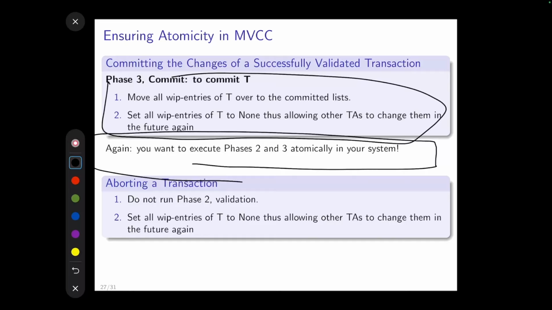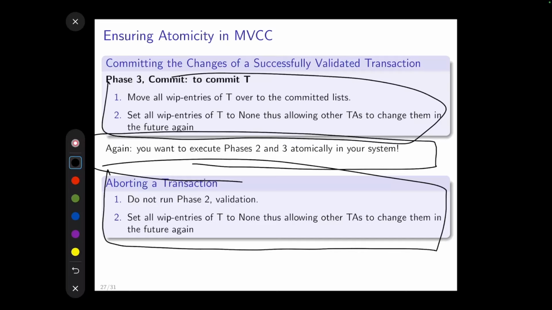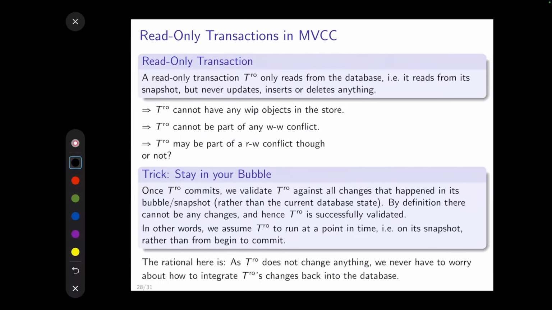Aborting means you do not run phase 2, the validation, but you simply just do the second part here again. Yeah? You set all the work in progress entries of T to none without moving the stuff over, of course. Just throw the stuff away you touched without adding anything to the committed list. Yeah? So like that, none of the changes will make their way into the committed state of the database.